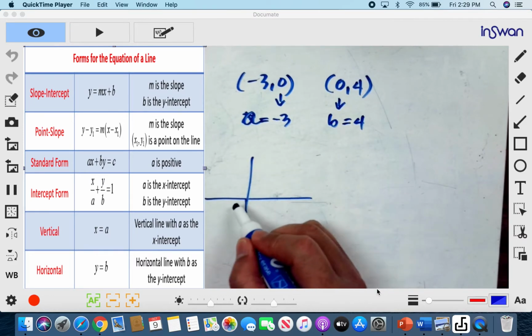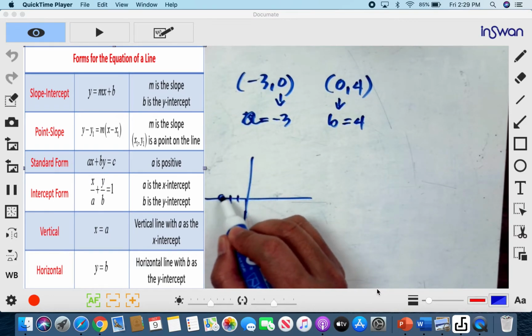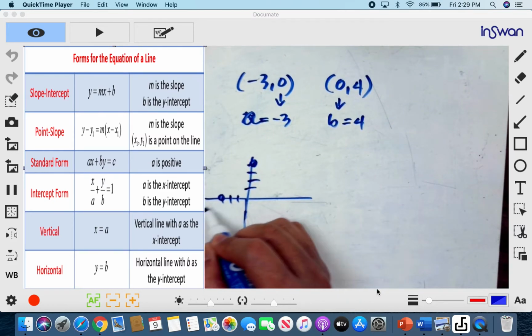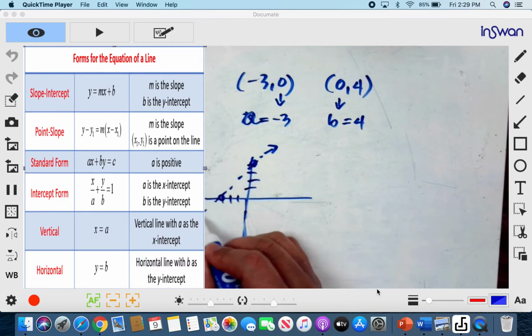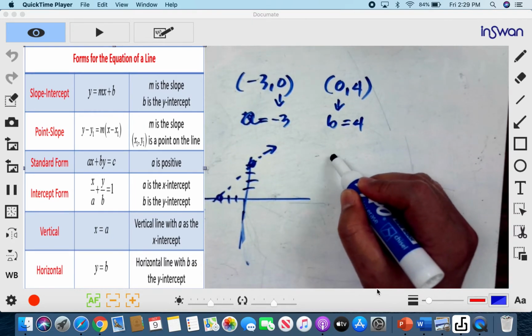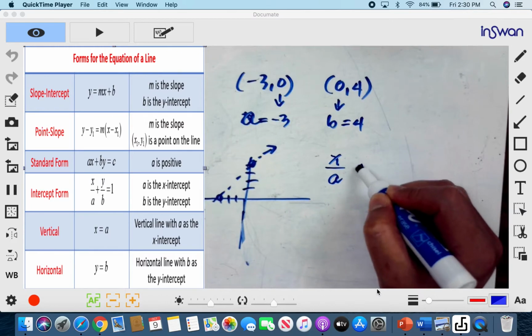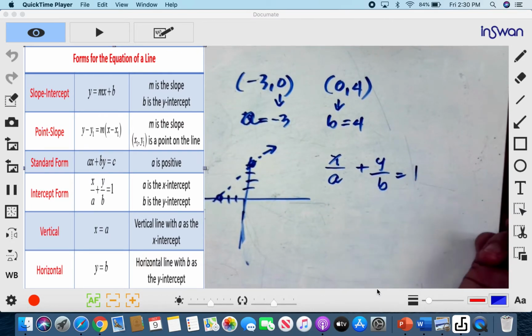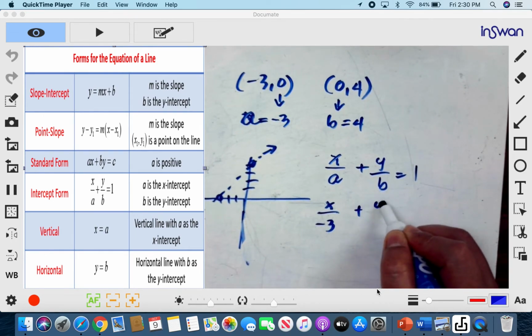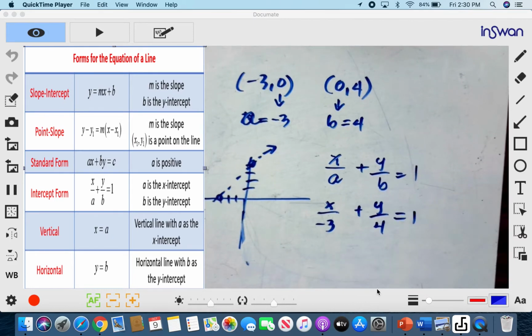So when you graph the line, you have negative 3, 0, and it's here, and then 0, 4, and it's here. Okay, so that means our slope is positive since the graph is actually slanting to the right side. So let's see later on if that's really the case. Since I have two intercepts of the line, I have x over a plus y over b equivalent to 1. So you plug in the numbers, x over negative 3 plus y over 4 is equal to 1. Okay? And so therefore, we need to put this in standard form.